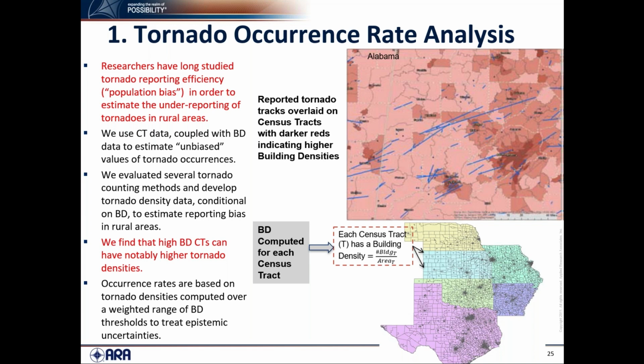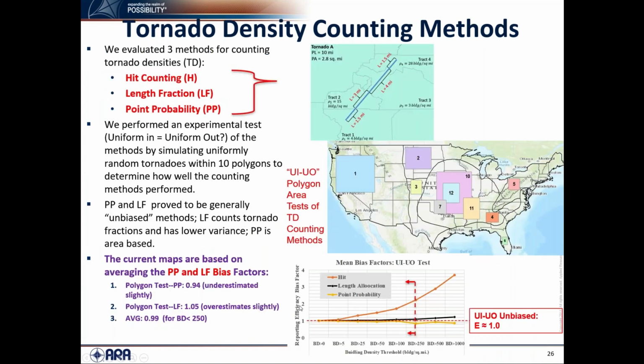Now, yes, we have trees and power poles and a few other damage indicators, but of course there's even less infrastructure when we're out there in the open country. We found that when you have higher building counts, we have higher tornado densities. We did a few different methods. Some people have used different weights to do this.